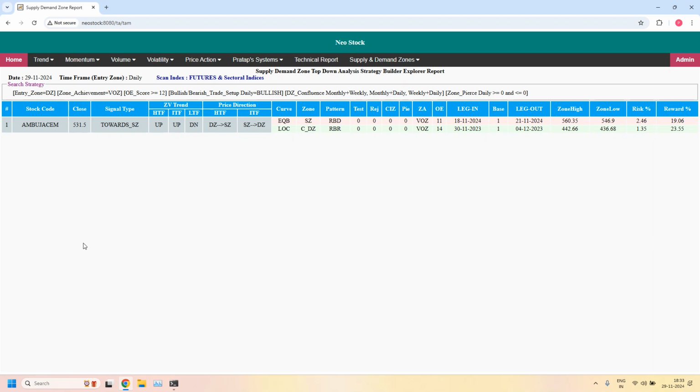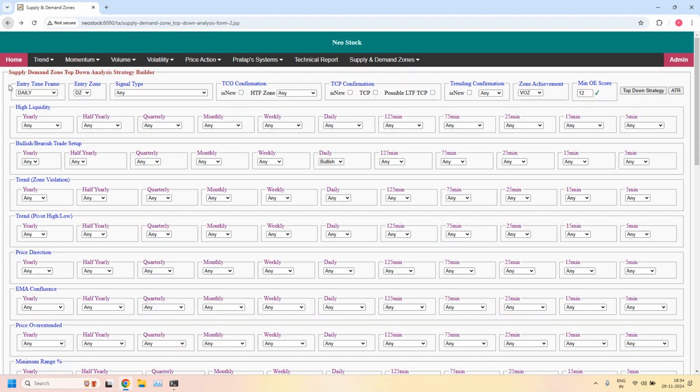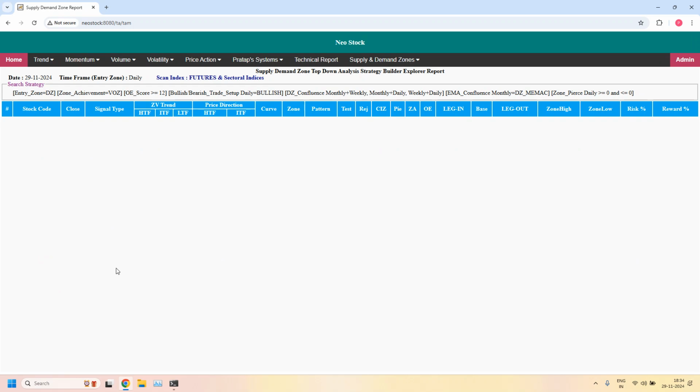If this demand zone has monthly EMA confluence... why monthly? Because the daily zone is part of the weekly demand zone, and both together are again part of the monthly demand zone. So that's why, with monthly demand zone with monthly EMA confluence, this stock could be an even more high probability trade setup. Let's verify. In the EMA confluence at monthly time frame, the filter monthly demand zone having monthly EMA confluence is enabled, and that stock does not have any EMA confluence. Okay, this is about monthly income trades, bullish trade setup.